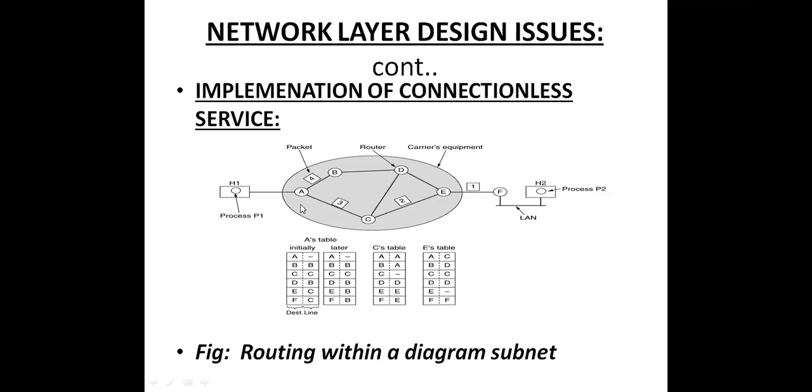What about the E table? E to A via C, E to B via D, E to C direct connection, so C. E to D direct connection, so D. E to E, hyphen. E to F direct connection, so F. Like that, each and every router maintains a routing table. So this is about connectionless.